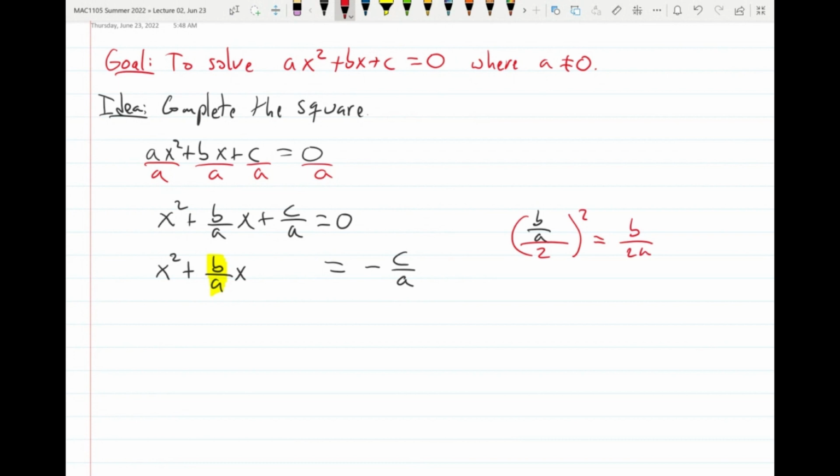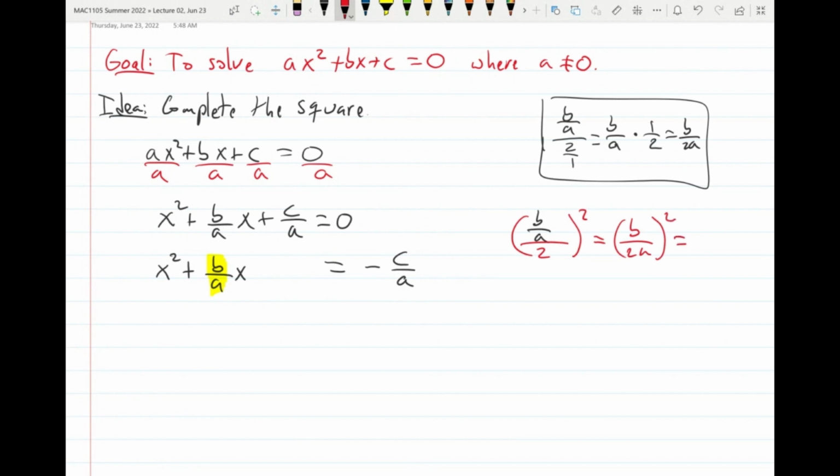Good. Does everybody remember how to divide fractions? So let me just do a little side thing here. If you want to do b over a divided by 2, remember, this is like saying 2 over 1. So the way you divide fractions is you turn it into a product, but you have to flip the second one. Okay? So it's b over a times 1 over 2. That's how you divide fractions. And then that's b over 2a. Okay? So that will be b over 2a squared. What is this equal to?